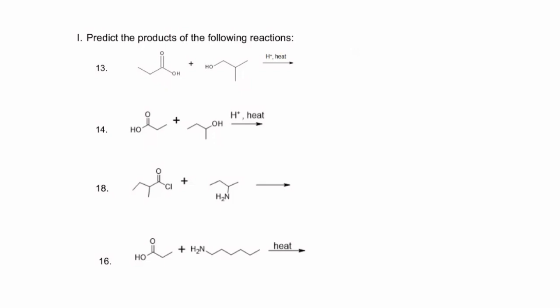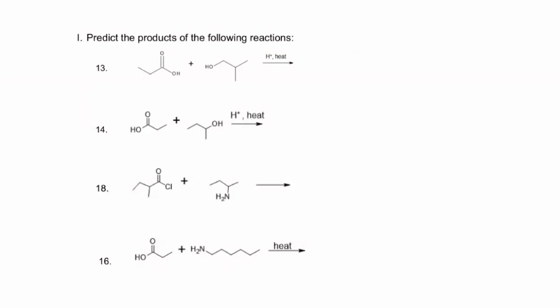In the case of reactions 18 and 16, those are going to be amidation reactions. The reason why these are amidation reactions is because I have an acid chloride combined with a primary amine. In the case of 16, remember that specifically if you have a carboxylic acid and an amine and you heat them, it's going to form an amide. It's not the most elegant or preferred form, but the amide will form. So how do I draw the product of esterification reactions or amidation reactions?